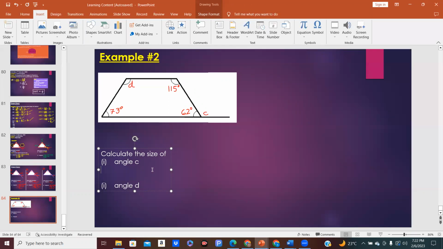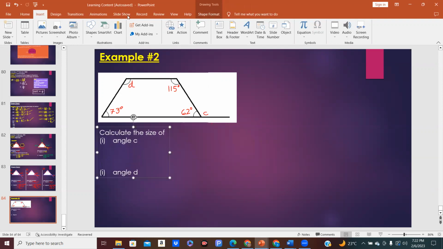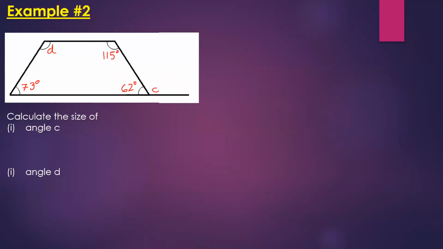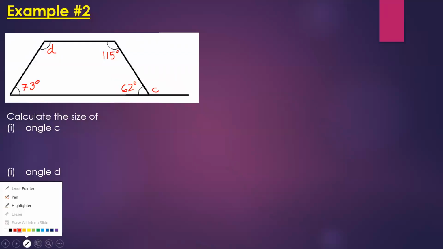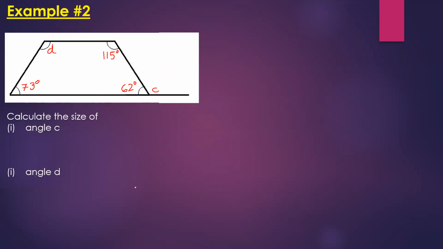So let's try it. Any ideas for angle C? C would be 62 because it's vertically opposite. No, not vertically opposite. They're adjacent angles. What do we know about angles? They add up to 180. Very good.